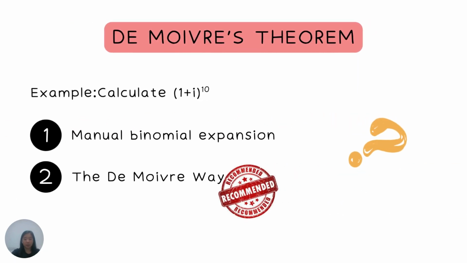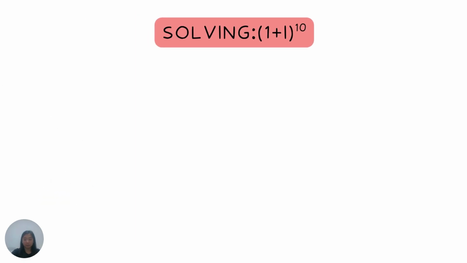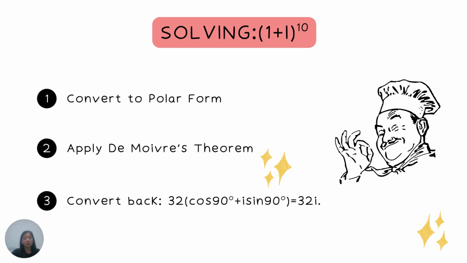Let's see it in action. If I ask you to do 1 plus i times itself 10 times, you'll likely make a mistake somewhere in the algebra. But with de Moivre's theorem, it turns out much easier. It's basically just 3 steps to complete the calculation.